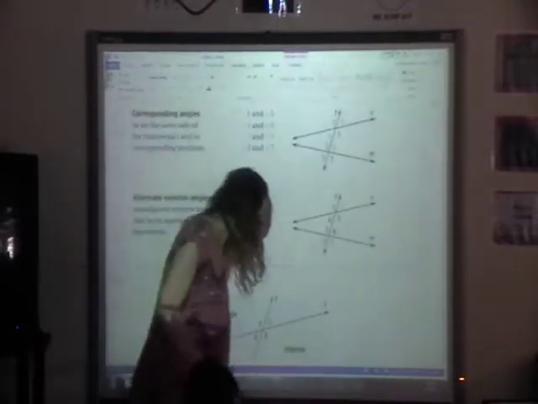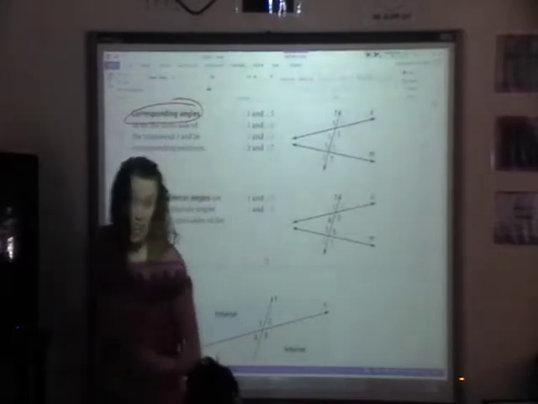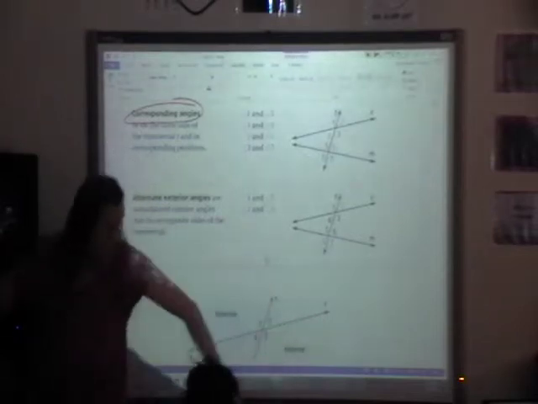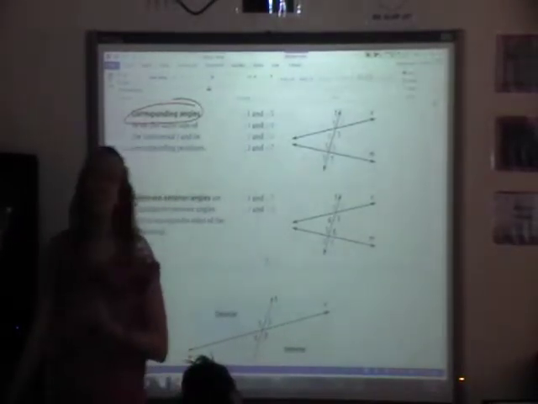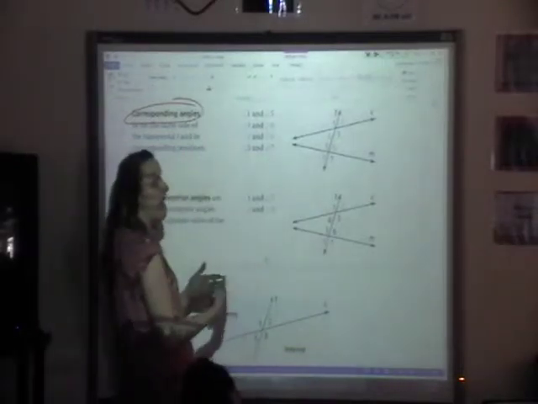Okay, so corresponding means that they're going to live on the same side. So, when you are in corresponding, that means you're in the same position. And this is the best way that I have to explain corresponding angles.